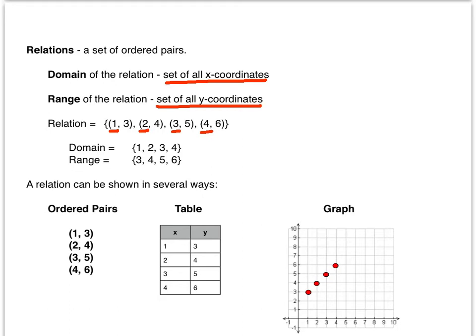Relations can be shown in several ways. We can show them with ordered pairs, (1, 3), (2, 4), (3, 5), (4, 6). We can show them with a table, in which case we're going to write the x-coordinate first, 1, 2, 3, 4, and the y-coordinate second, 3, 4, 5, 6. Or we can graph the ordered pairs and show the relation as a graph. In this case, it is a straight line.